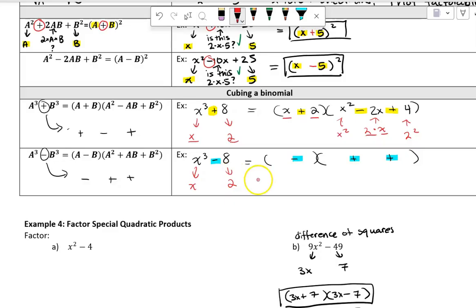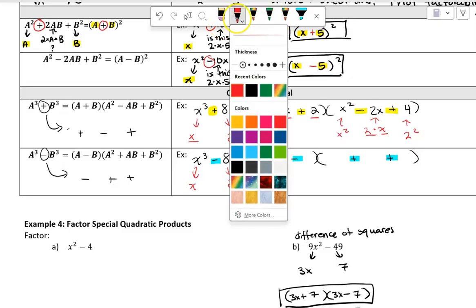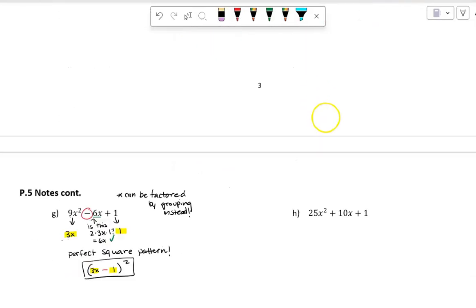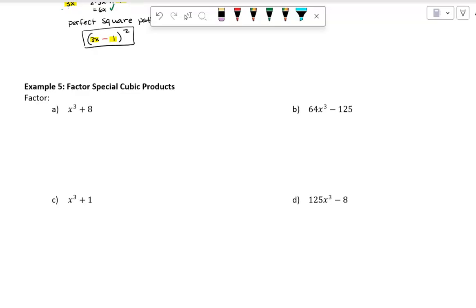Okay, heading to the one with the minus sign, again, x and 2 go in the front factor. Then we're going to square x and square 2 for the first and last of our second factor. And then we just combine them together in the middle. So again, you take your cubed root for your first and last, square them at both ends, and then combine them in the middle. And that is the pattern. And I'm going to do one problem with you, and then that will be the end of the notes.